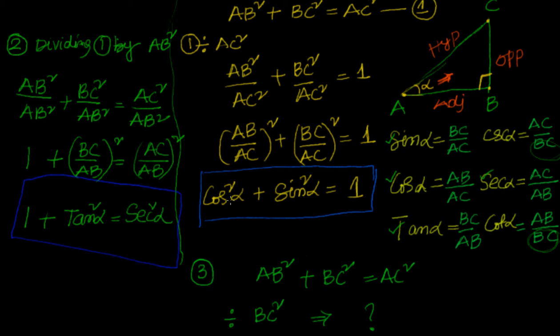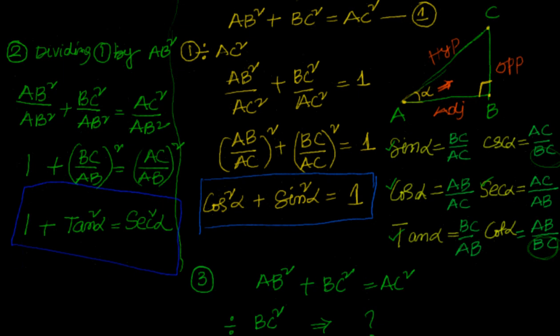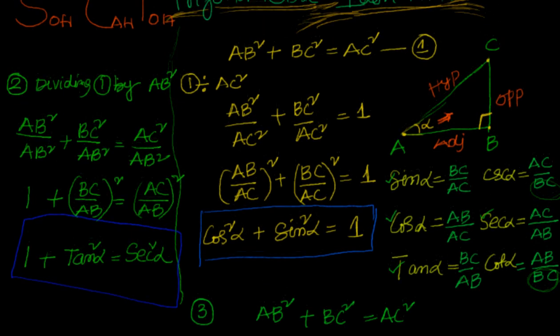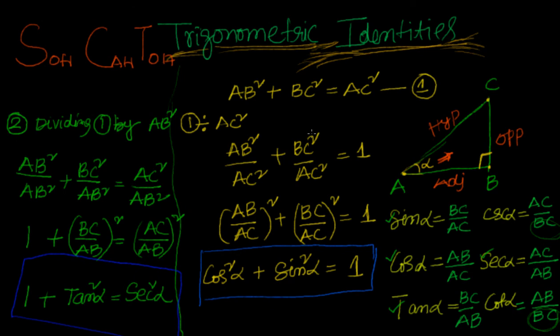Cos square alpha plus sin square alpha equal to 1. Secant square alpha minus tan square alpha equal to 1. Or the third one will be cosecant square alpha minus cot square alpha equal to 1. So I leave you here. In the next video we will do complementary angles, and also we will do some more problems based on the trigonometric identities.